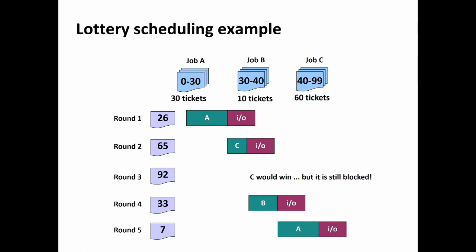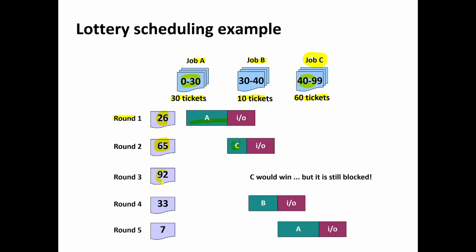Here's an example. Job A has 30 tickets, covering numbers 0 to 30. Job B has 10 tickets, and job C, the highest priority job, has 60 tickets. In round 1, the scheduler picks a random number, 26. Since 26 is between 0 and 30, A runs. When it goes for I/O, in round 2 you pick another random number, 65. This is within C's range, so it runs C, and then it goes for I/O.